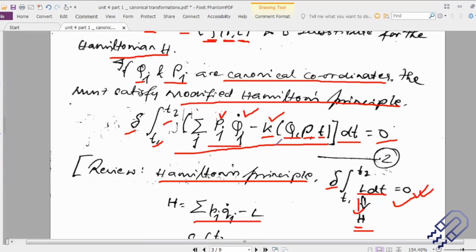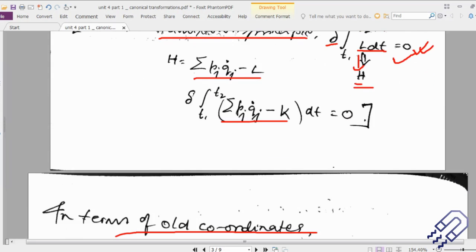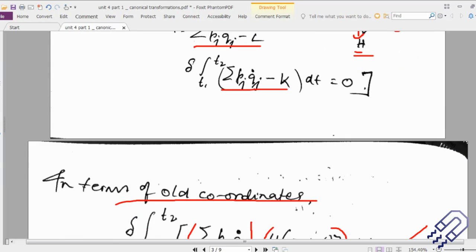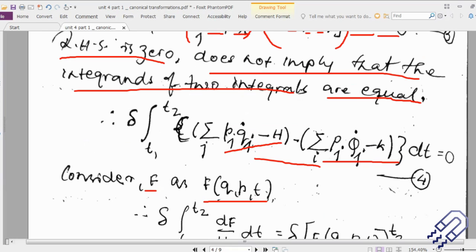Now we have these, but that does not mean that this will be equal to this. Okay, that is not true. The total will be 0, but then you have to do the integration part. So for that, we are going to introduce another parameter. And what is that parameter? That parameter is something which we call f.